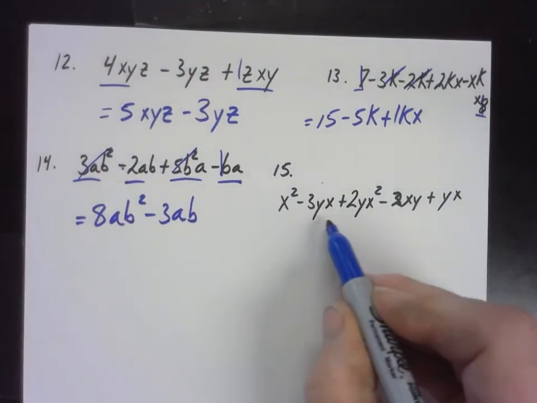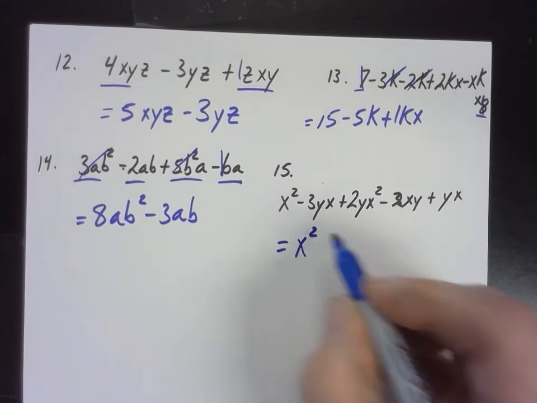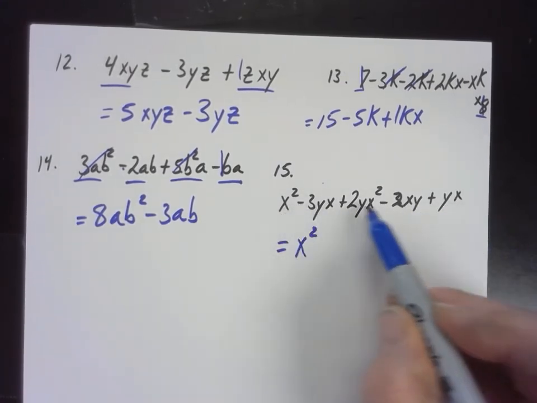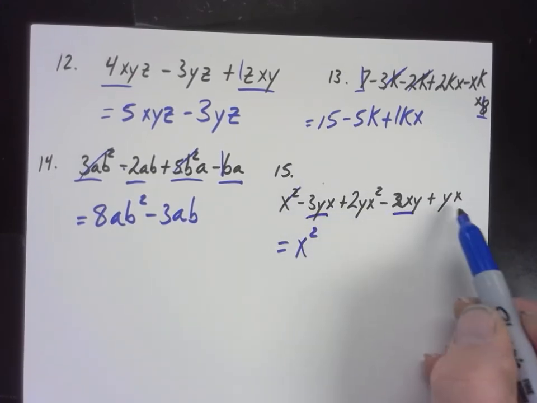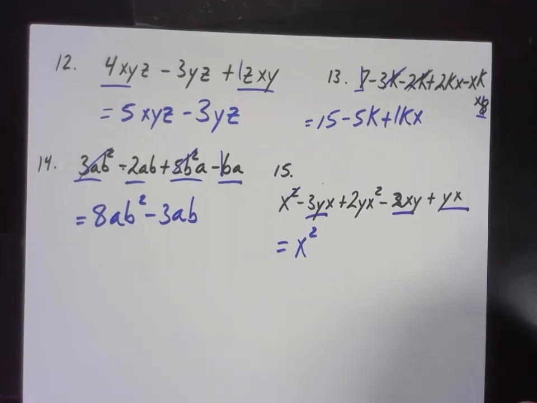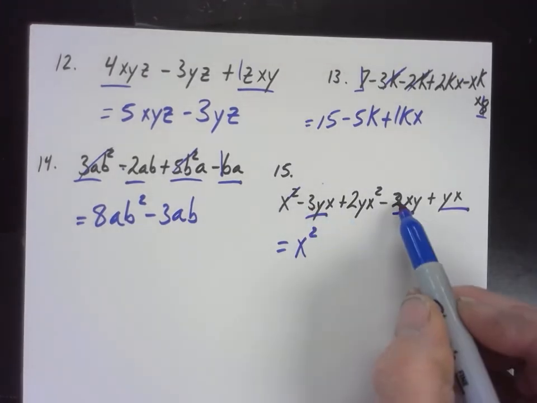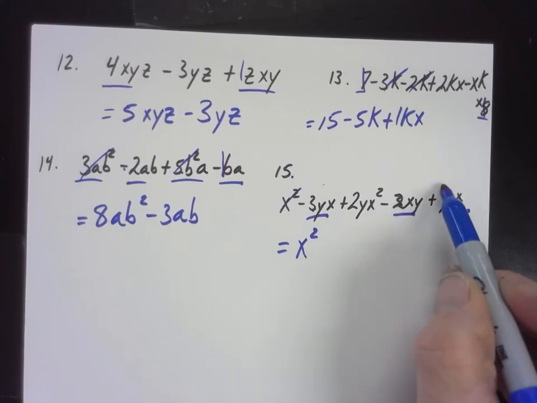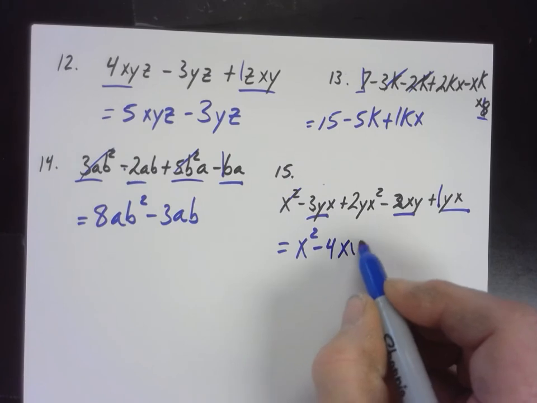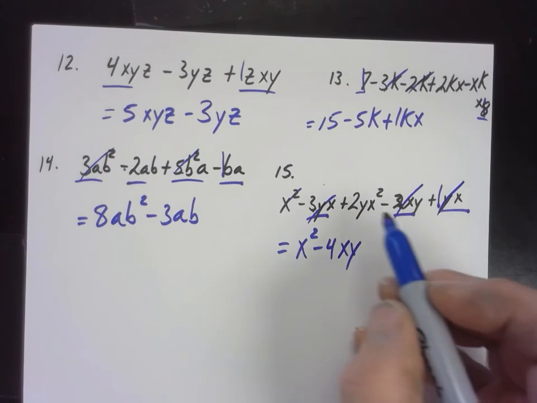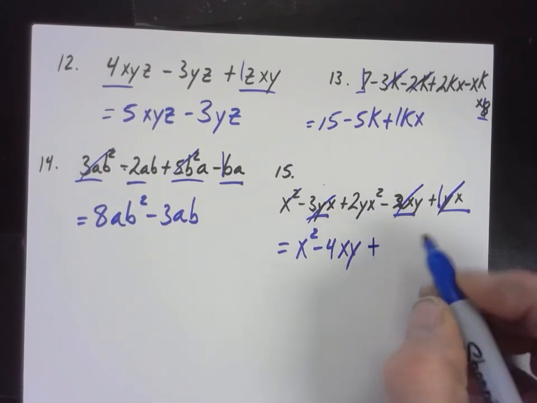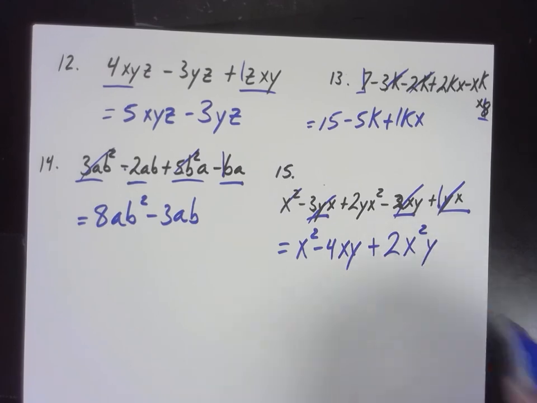Over here, I think that x squared is all by its lonesome. Don't you guys? You agree? So that takes care of that one. And then I've got this xy. So negative 3 and negative 2 is negative 5, plus 1, that's negative 4xy. And the 2x squared y, that's its own thing, and I'm going to put them in alphabetical order all the time. You guys will see why as we go along.